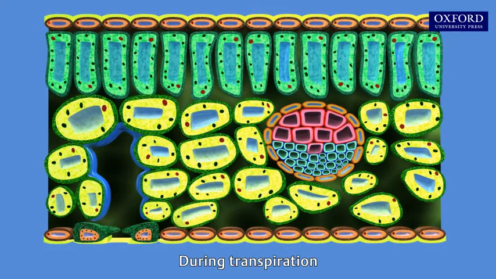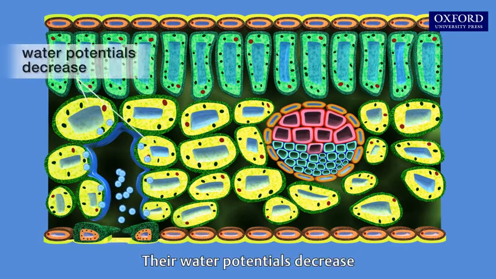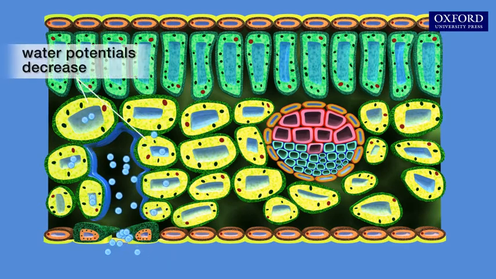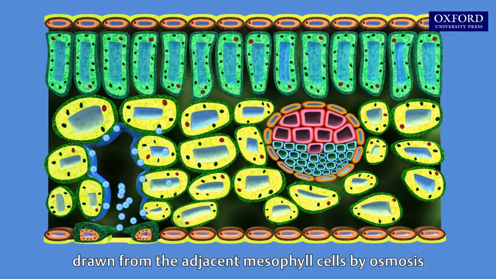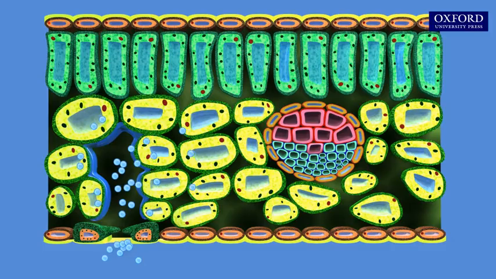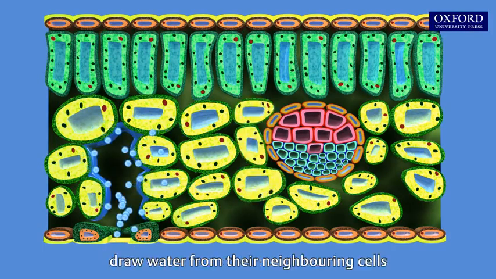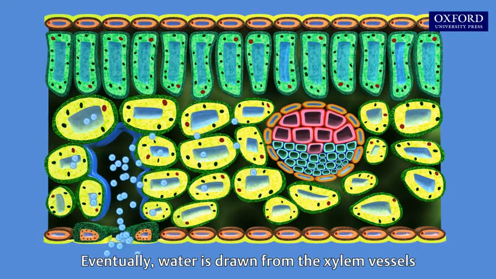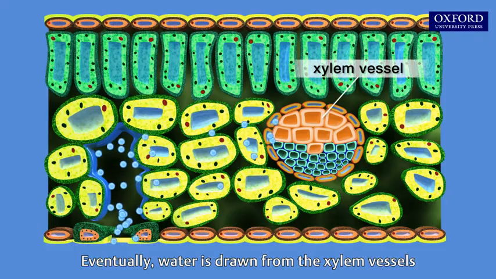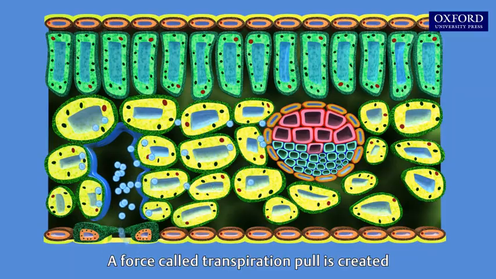During transpiration, mesophyll cells near the airspace lose water continuously. Their water potentials decrease. Water is therefore drawn from the adjacent mesophyll cells by osmosis. The adjacent cells in turn draw water from their neighboring cells. Eventually, water is drawn from the xylem vessels. A force called transpiration pull is created.